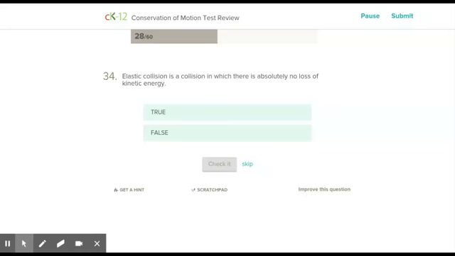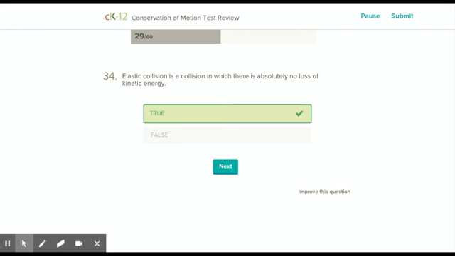All right, question number 34. Elastic collision is a collision in which there is absolutely no loss of kinetic energy. Let's see. True.